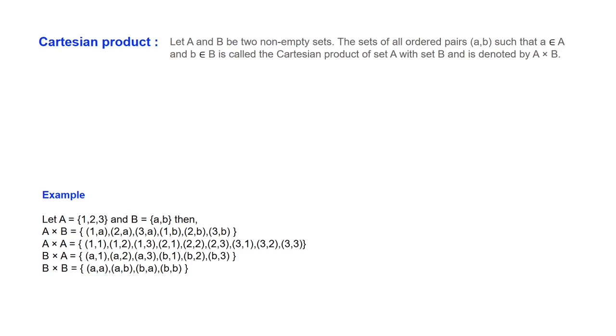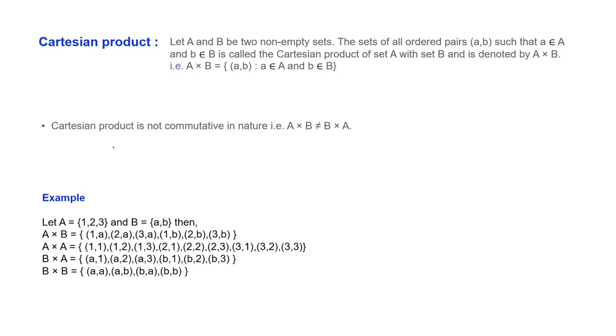Now the first thing to understand here is that the Cartesian product is never commutative in nature. That is, usually A cross B is not equal to B cross A. We can clearly see this in the example. Here we have A cross B and there is B cross A. A cross B contains the element (1, a) and B cross A contains the element (a, 1), and they are not equal. So the Cartesian product is not commutative in nature.